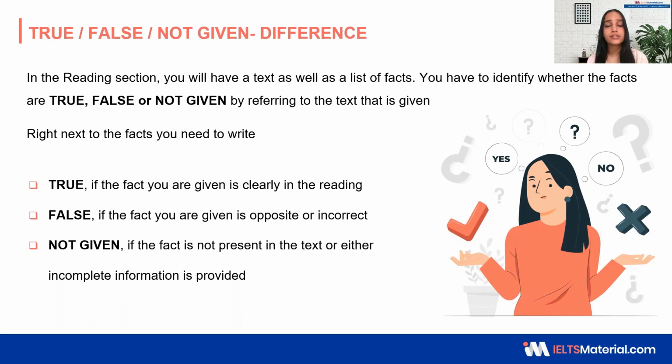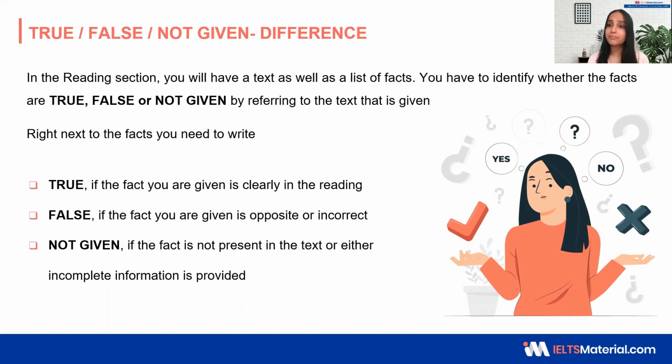Now, what about false? Well, false means that the facts given in your question statement is opposite or incorrect to what is given in the reading passage. And not given means that the fact that is given in the question is not present in the text, or maybe it is incomplete information because of which you cannot determine whether it's going to be true or false. So that is true, false, and not given.